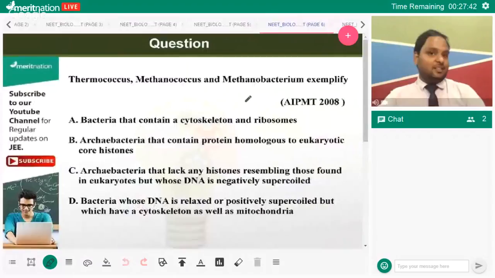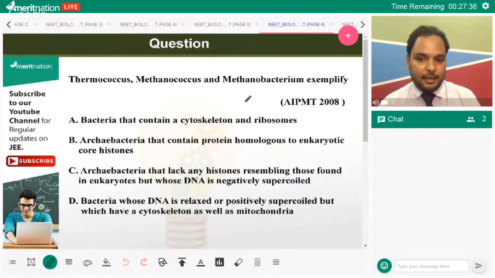Now, this is an interesting question, everyone. Thermococcus, Methanococcus, and Methanobacterium exemplify. It's an AIPMT 2008 question, and these are the options here. Read the question, read the options, and then come to an answer. Don't be in a hurry. I'll read the options for you one by one.